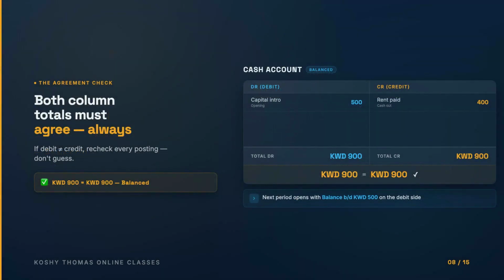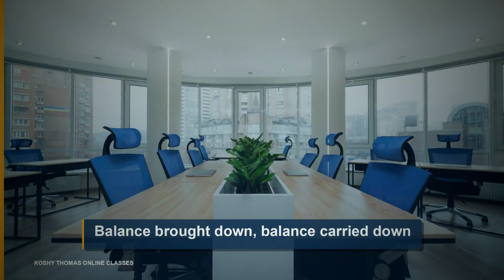Here is the cash account fully balanced. Both columns total KWD 900, they agree. That's the check. If your 2 columns don't show the same total after you insert the balance, you have an arithmetic error somewhere. Find it before it travels to the trial balance. One wrong number here ripples through everything.